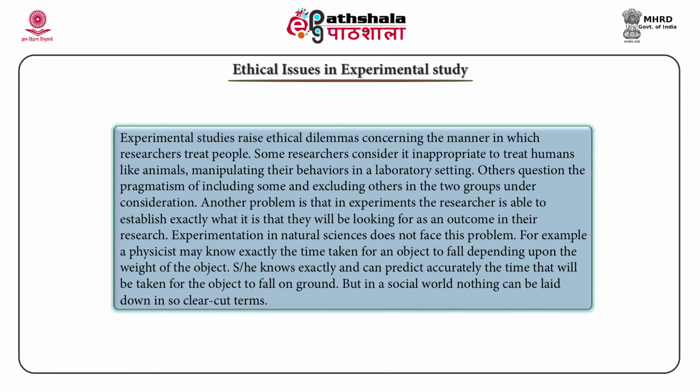Experimental studies raise ethical dilemmas concerning the manner in which researchers treat people. Some researchers consider it inappropriate to treat humans like animals, manipulating their behaviors in a laboratory setting. Others question the pragmatism of including some and excluding others in the two groups under consideration. Another problem is that in experiments, the researcher is able to establish exactly what they will be looking for as an outcome in their research. Experimentation in natural science does not face this problem. Experiments are the best way to prove causality.